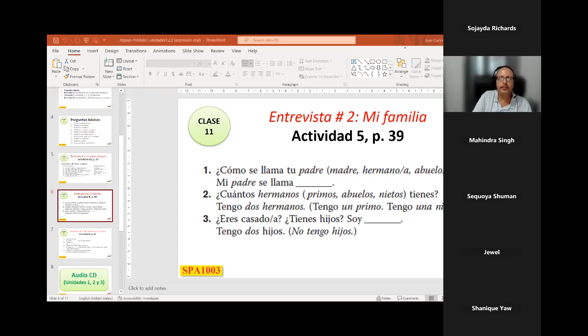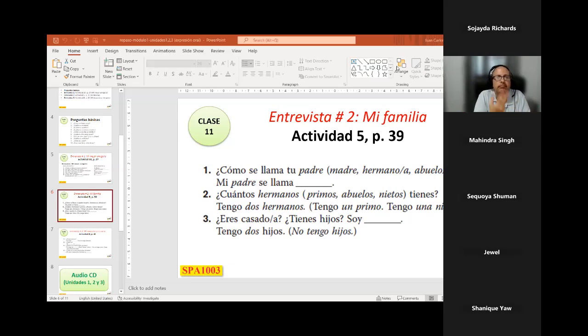The next question. ¿Cuántos? How many? ¿Cuántos hermanos tienes? How many siblings do you have? Not how many brothers. When I ask you, in general, out of the blue, ¿cuántos hermanos tienes? That doesn't mean how many brothers do you have. Though hermanos means brothers, you know that, the plural of hermano. Hermanos, in a general question, means siblings, like hermanos y hermanas, siblings.